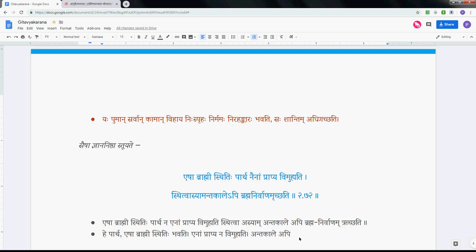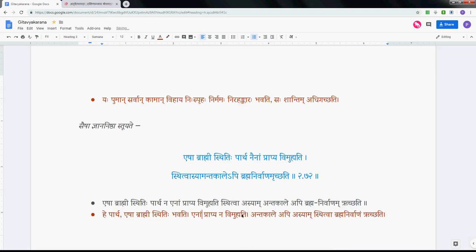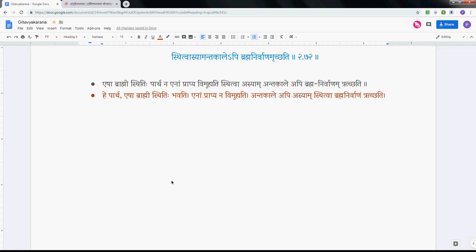Therefore, antakale api asyam sthitva, having remained in this particular state. This state is what? This state is free from other states. That is the state, that is the natural state. Sthitva Brahma nirvanam ruchati, one attains Brahma nirvanam. And this is the last shloka of the chapter. There is a colophon, I'll just read that for completion.